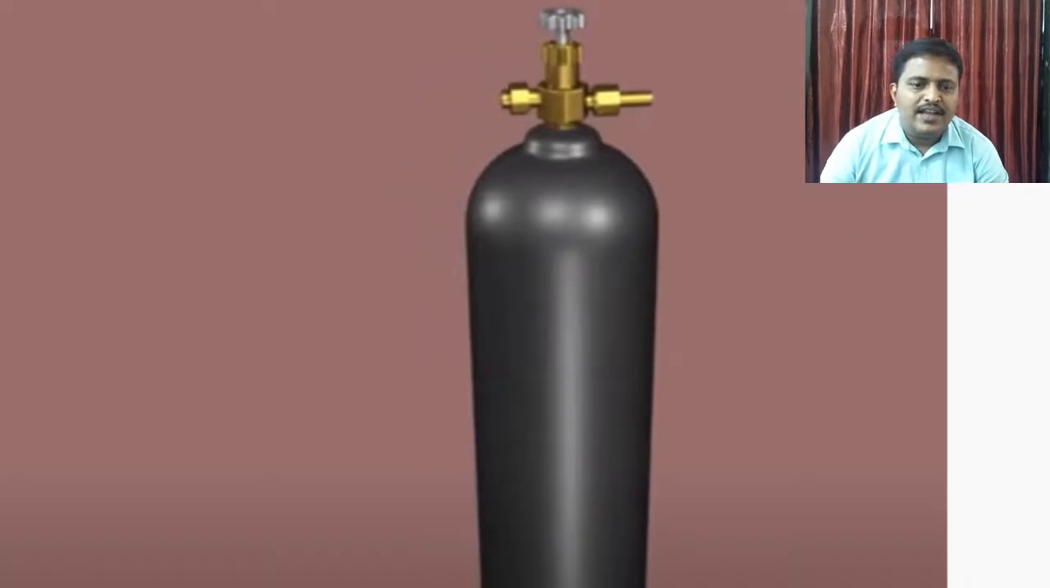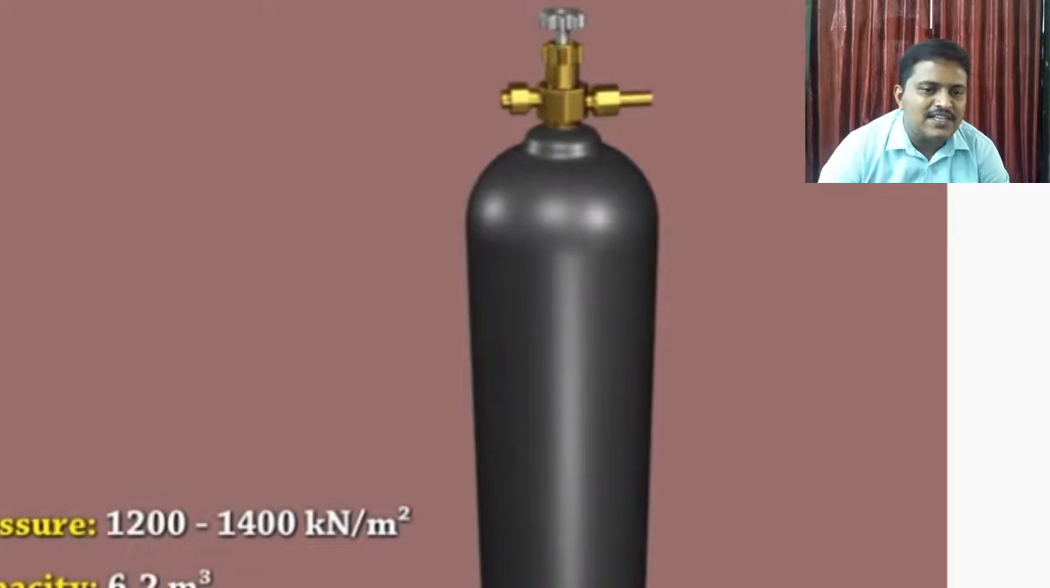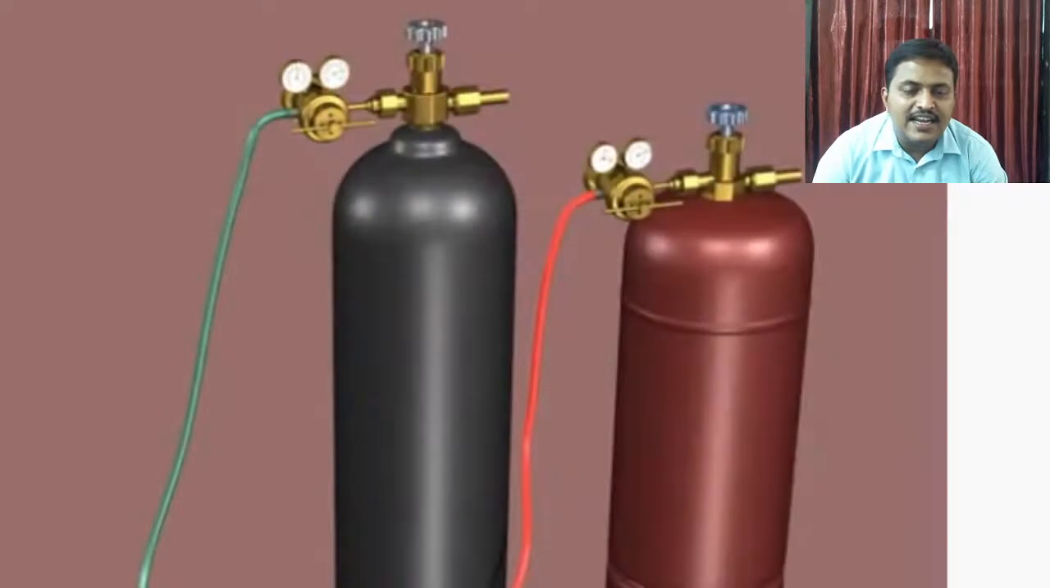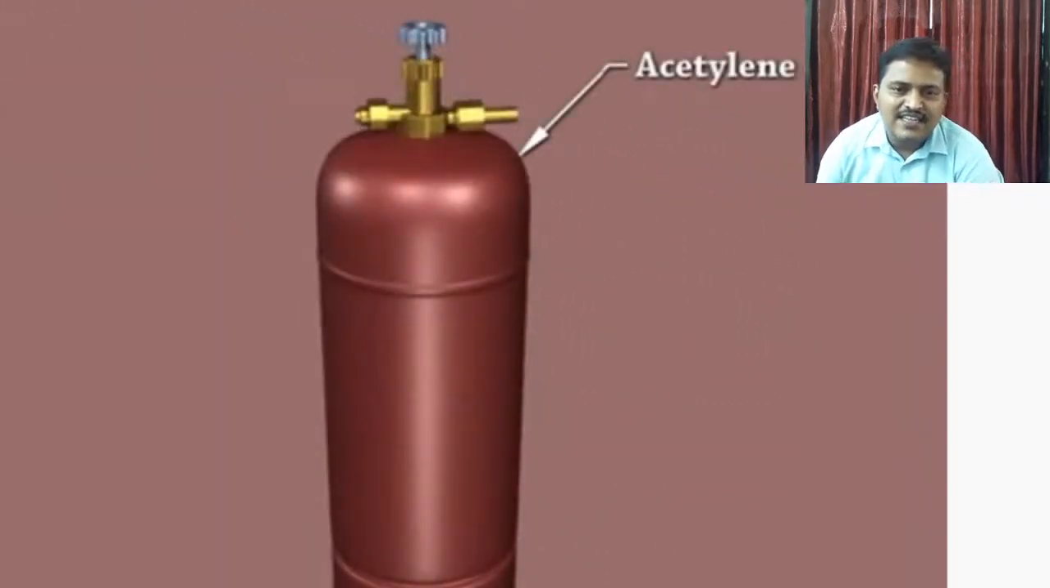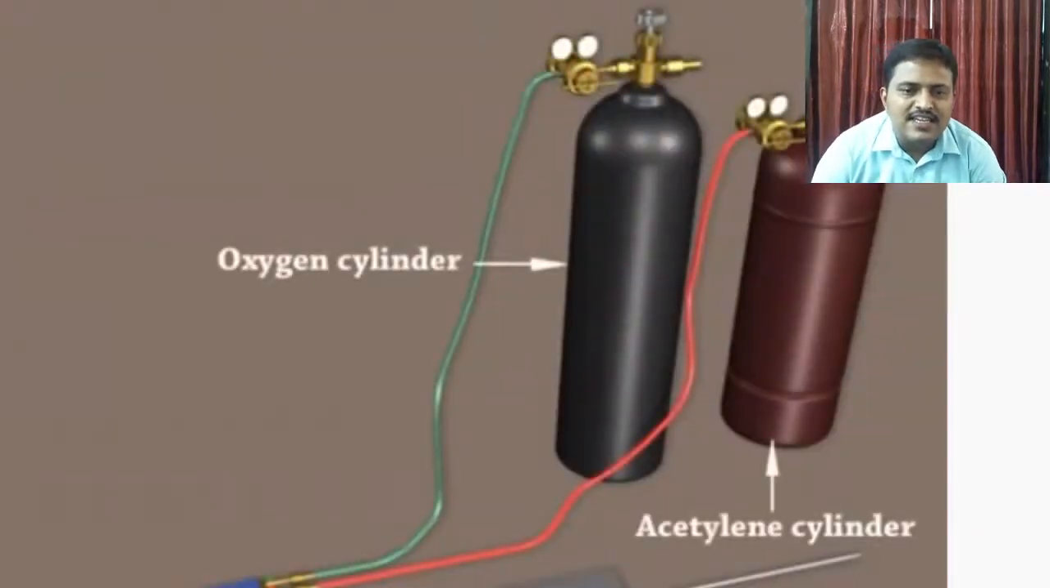So the pressure of the oxygen cylinder will generally be 1200 to 1400 kilopascal. The capacity of the cylinder is 6.2 cubic meters, and the mass will be 80 kg. So this is a standard. Next is the acetylene cylinder. It is maroon in color. It's a standard color, so the acetylene cylinder will be maroon, and the cylinder valves are fitted to the top of the acetylene cylinder.